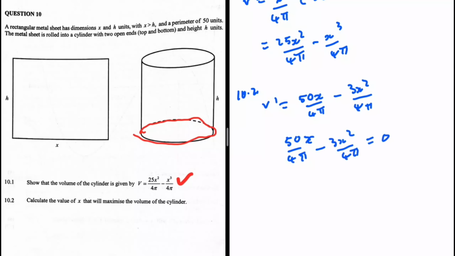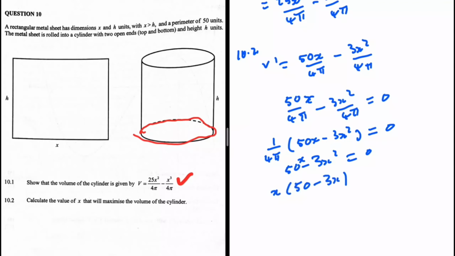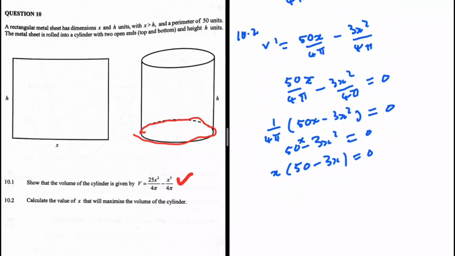This is equal to 0. So we can take 1 over 4 pi as a common factor. If we do that, we're going to be left with 50x minus 3x squared, equal to 0. If we divide both sides by 1 over 4 pi, we're left with 50x minus 3x squared being equal to 0. So 50x, not just 50. And then when we take x as a common factor, 50 minus 3x is equal to 0. So x is equal to 0, or x is equal to 50 over 3.